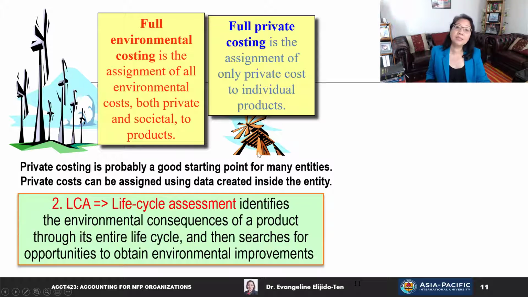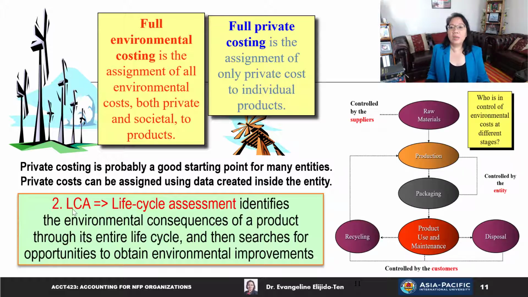The second technique that we're going to learn is LCA, the life cycle assessment. This identifies the environmental consequences of a product through its entire life cycle, and then it searches for opportunities to obtain environmental improvements. As a start, companies might want to look at their supply chain.